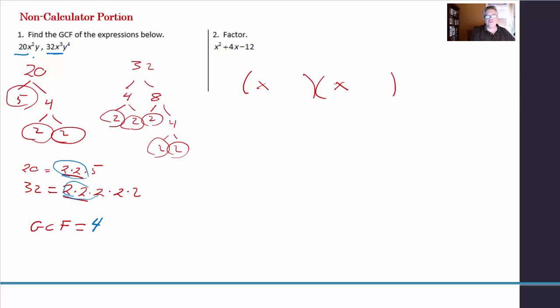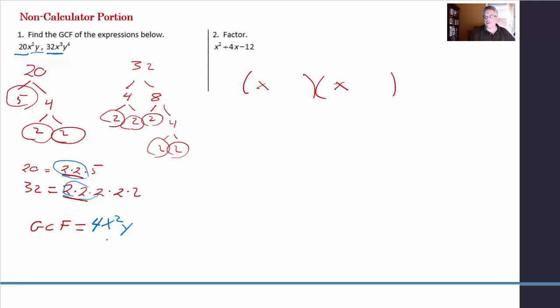And now we have to go back and do the variable part. The first expression has 2 factors of x. The second one has 3 factors. So they both have at least 2. So they have 2 factors in common. So this would be 4x squared. Then look at the y's. We do one variable at a time. This expression has 1 factor of y. This one has 4. So they have 1 factor of y in common. So the GCF is 4x squared y.